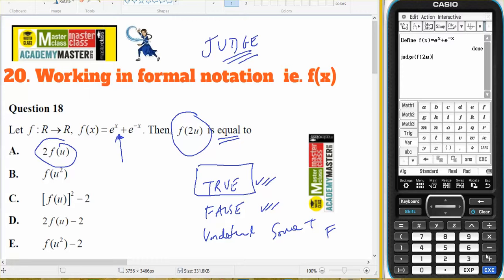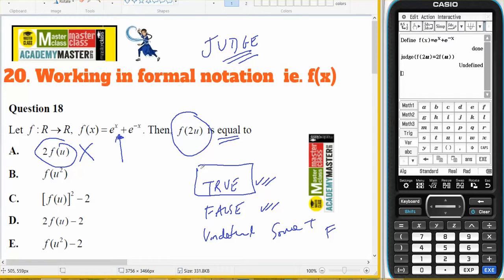to equal 2 times f of u. And if that's true, when I press EXE, I'll get a true statement. I get undefined, which means it is sometimes true and sometimes not true, so that's no good.